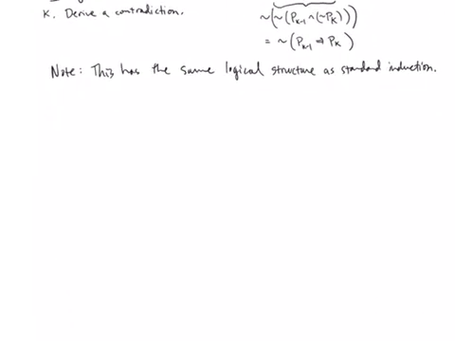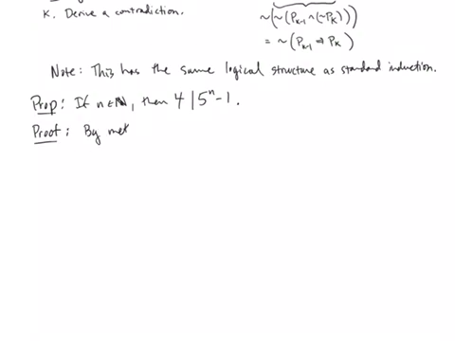So here is an example. Our proposition is: if n is a natural number, then 4 divides 5 to the n minus 1. You'll find a standard induction proof of this very straightforward, but here we'll give a proof by method of smallest counterexample. So I'll just show you how to write that out.